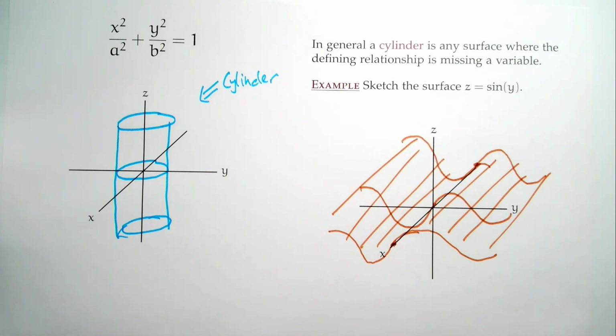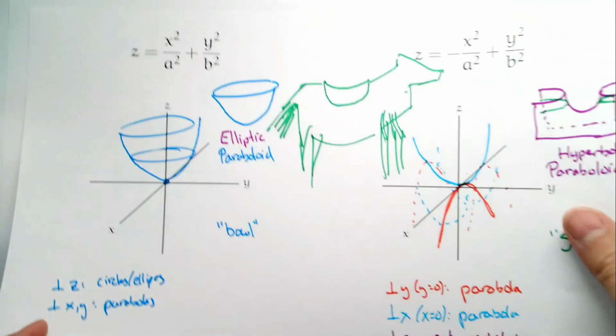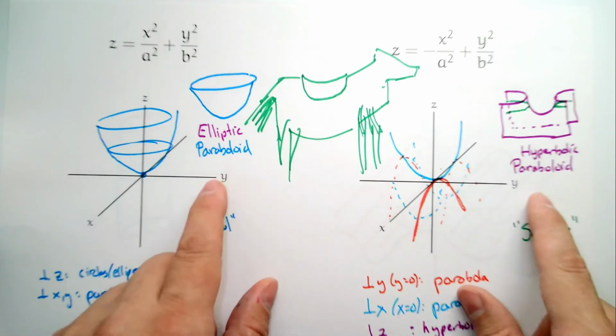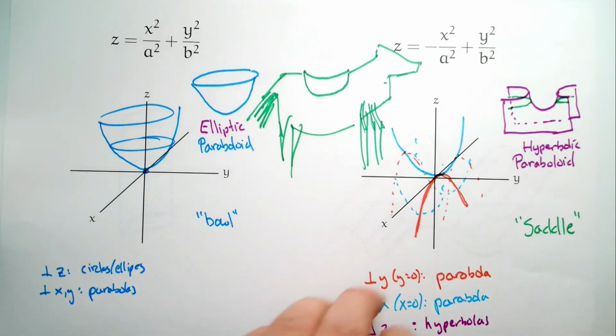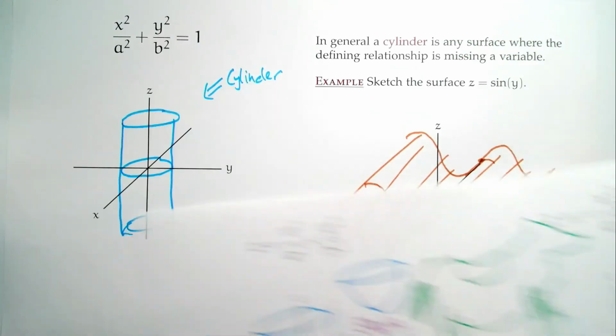Okay, so the most important thing today that you need to remember, and we're going to keep referring back to, is not that I'm a bad artist, but that we have these two things, bowls and saddles. And these are going to be important as we go on later in the course. And that's it for today.